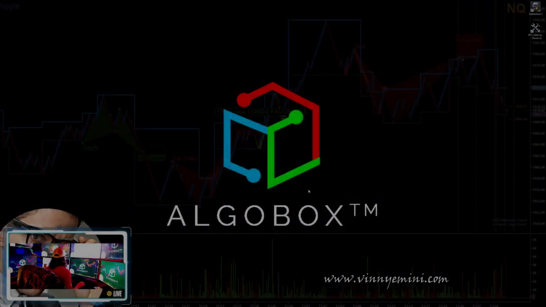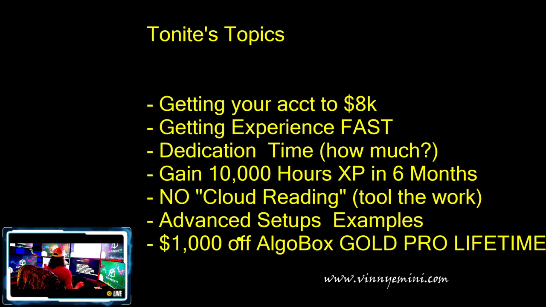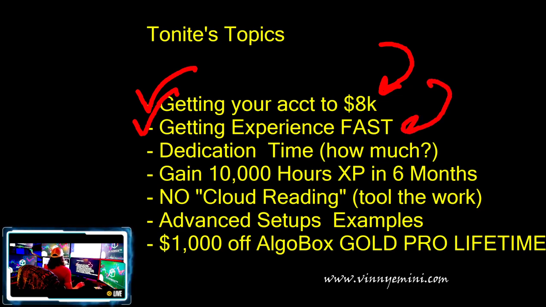Alrighty then, come on down here into our training window. Let's go into some of the stuff we're going to cover tonight. Again, there are three parts, so come back on Friday and Saturday for the rest. Tonight we have getting your account to 8K. How do we do that? Starting with our 2500, we'll talk about the details. Getting experience fast. How do we do that? Dedication in time. How much time do you need? Gaining that 10,000 hours of experience in literally a 6-month time period. What? Yeah, we're going to talk about that.